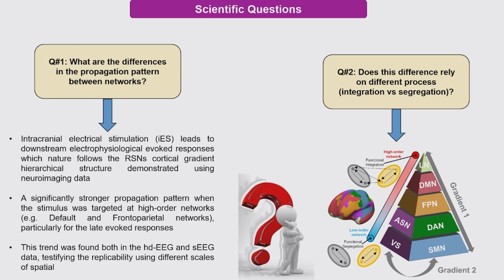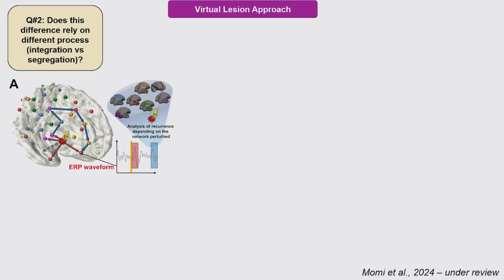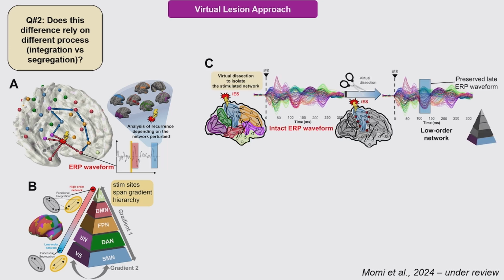Integration versus segregation. So we use our computational model, doing the same approach that I was saying before. We create a virtual lesion, in this case for isolating the stimulated network, so the stimulated network can only speak with itself, but not with the rest of the brain. And the hypothesis was that if we do that for the lower level of this pyramid, so for the low order networks, nothing changes, or it is kind of unchanged compared to the ground truth, because these networks only rely on their own activity.